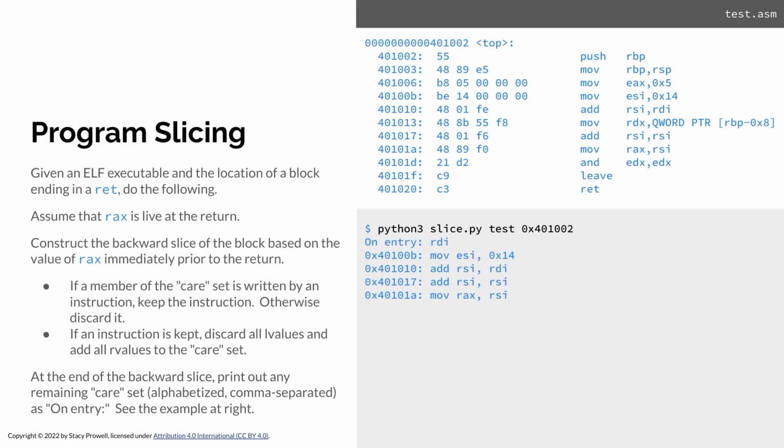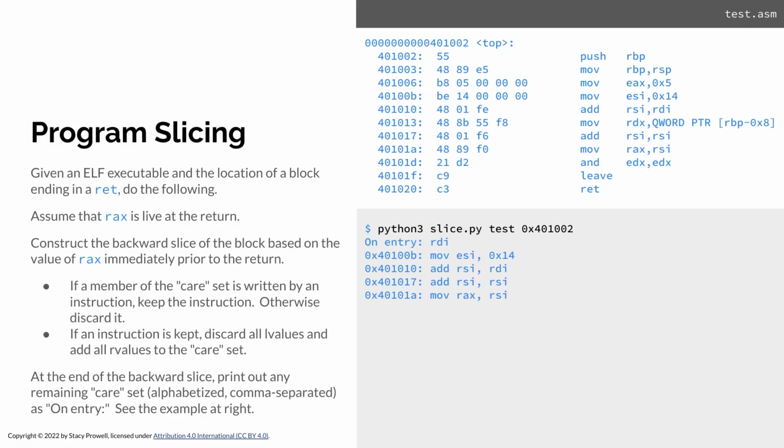Now, if you are careful in how you do this, you could use this to do slicing with other stuff live from other locations, right? We're just making this easy for you. I'm going to give you a checkered code. You will extract the block, which ends with the return, and then you'll slice that block. Because you're slicing a basic block, you won't have to worry about control flows, so you won't need to worry about phi functions, and life will be pretty good.